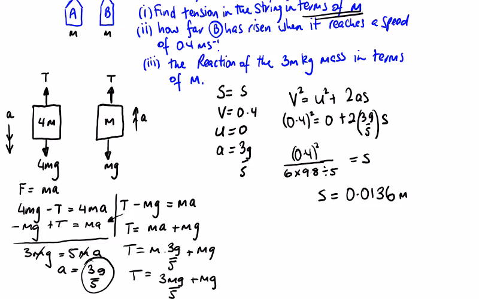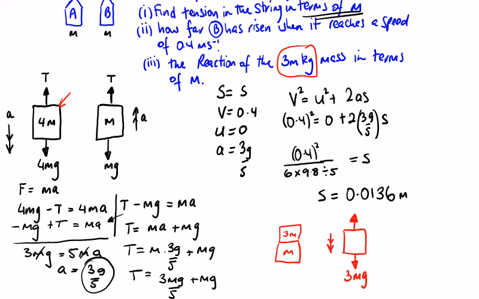Part 3, we're looking for the reaction of the 3m kilogram mass. Now I kind of cheated over here a little bit by just putting them into one. 3m kilogram mass, we have our m, and if we imagine it's nearly the same size, we have our 3m on top. So let's look at what's happening with this 3m. We have a reaction. It's not connected to the string because it was placed on top. We have a force going down, which is 3mg. The acceleration is going in the same direction, obviously, so acceleration is going down that way.